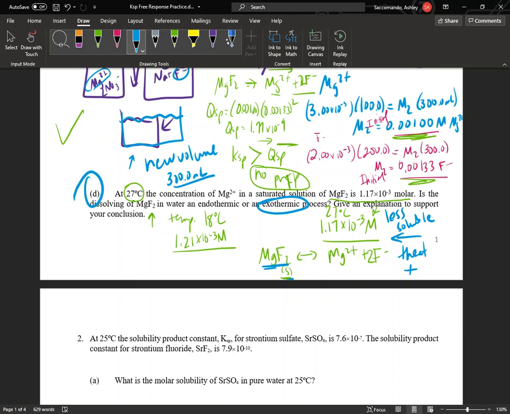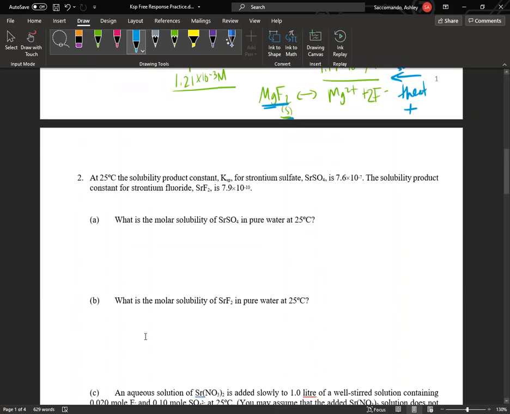Ksp problems. The other one is, of course, just directly having you calculate molar solubility from a Ksp. So like this one, number 2, this is exactly that: what is the molar solubility of strontium sulfate? Well, this is a 1-to-1, so they told me the Ksp here, 7.6 times 10 to the minus 7, that's going to be what, x squared? Because Ksp equals x squared for the 1-to-1.